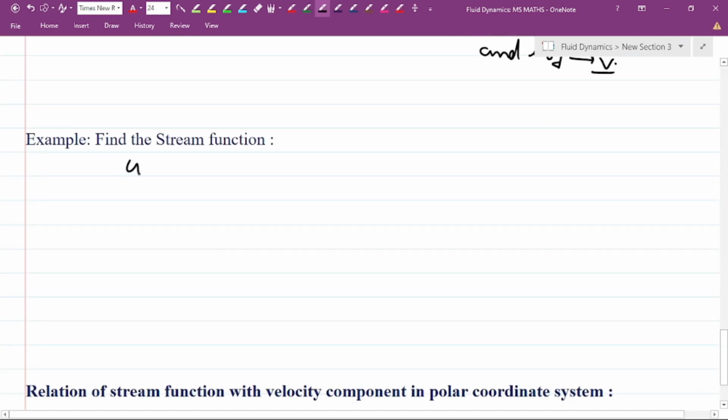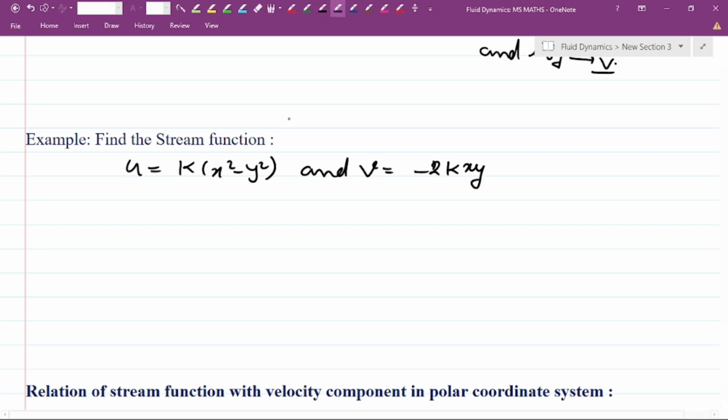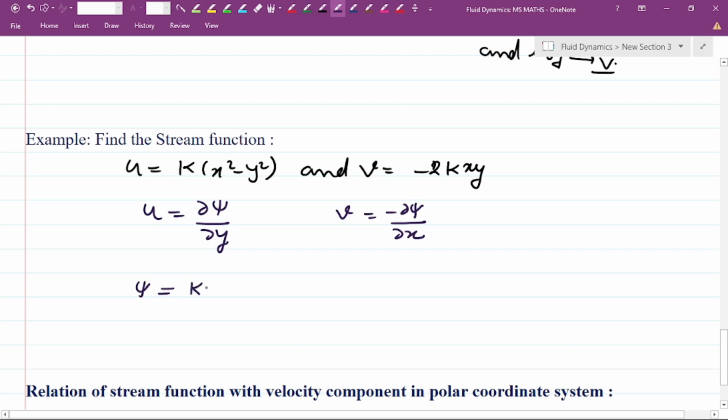If u is equal to k(x² − y²) and v is equal to −2kxy, then what will be the stream function? The stream function can be found as follows: u is basically ∂ψ/∂y, and v is basically −∂ψ/∂x. If I calculate ψ from this equation, I can write that it will be k times the integration with respect to y.